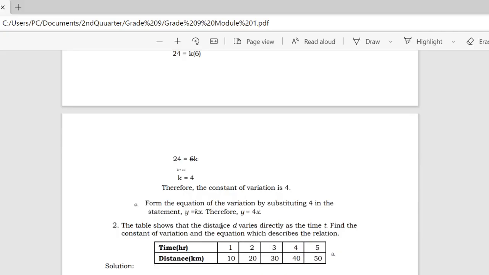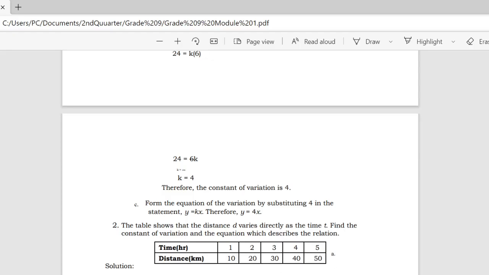The table shows that the distance d varies directly as the time t. So here we are again. The keyword there is varies directly. D varies directly as t. Find the constant of variation and the equation which describes the relation. So again, from here we have time and distance, the next, and the next. Here it shows the time and the distance.